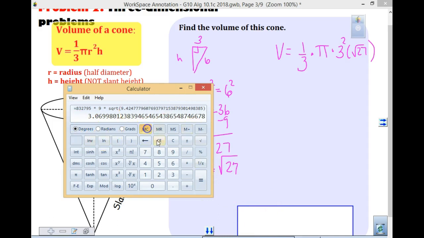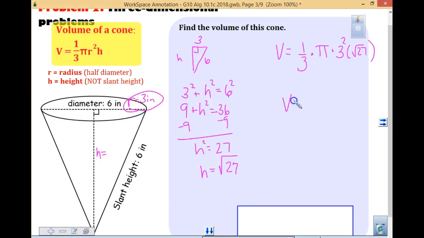So I am going to clear this. So I had 1 divided by 3 times pi times 3 squared, 9, times 27. And this is where I am taking the square root of 27 and hitting equal so that I get my exact answer, and now they tell us to round it. Usually it's going to ask you to round it to the nearest hundredths or tenths. So my volume is going to be equal to 48.97, and I do need a label with this. And anytime we're working with volume, it's inches cubed.